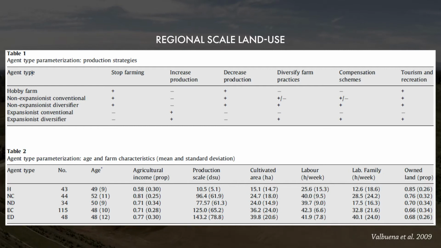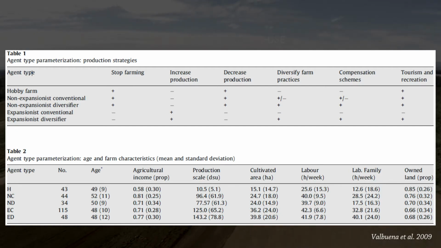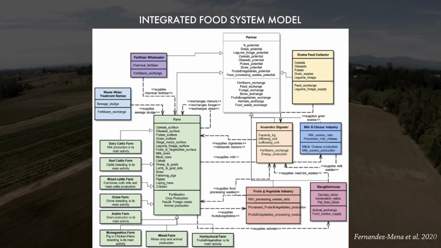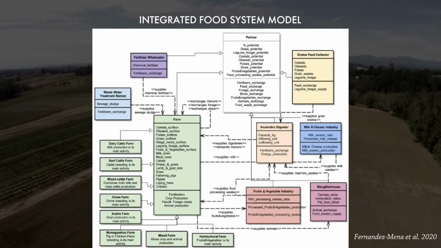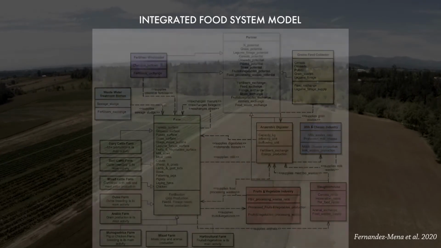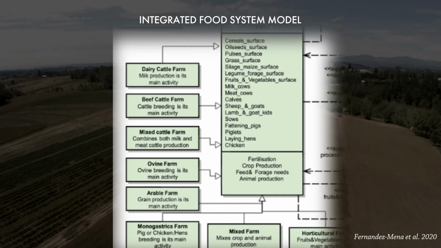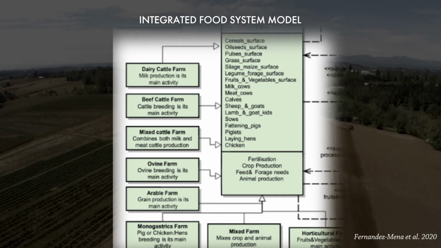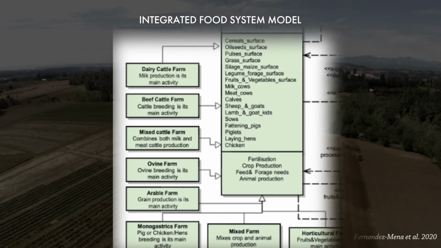Applying a classification tree to information about farmers' production strategies, farmer typologies were derived based on farm size and expansion and crop diversification strategies. In another example, Fernandez-Mena's integrated food system model, a farm typology was derived based on their main production activities, such as dairy cattle versus horticulture, because each farm type generated different types and volumes of material flows, which interacted with other agent types in the food system.